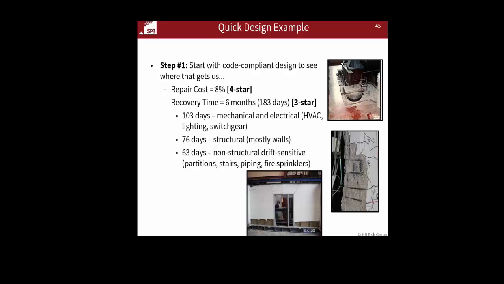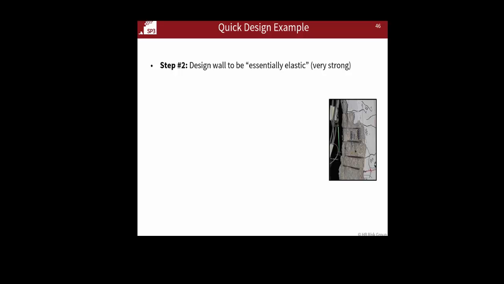There is structural damage. So we've got a bunch of days of structural damage, and that's mostly to walls, a little bit to slab column connections in this building. And then also non-structural drift sensitive components, so partitions, stairs, and so on. So there's a lot on recovery time that needs to be handled to get us to the 5-star, because we're sitting at 6 months, we're nowhere near 5 days. In terms of safety, we'll get a 3-star safety rating for a code compliant building.